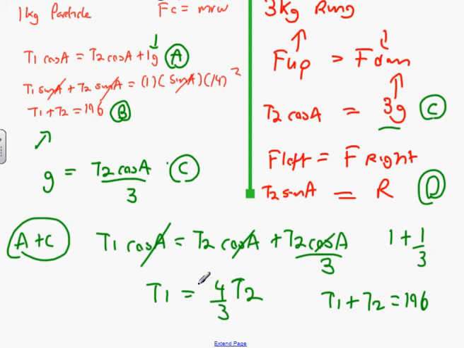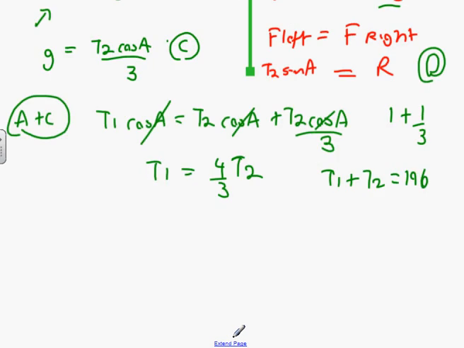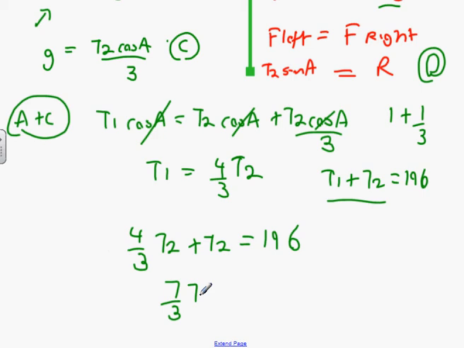Okay, now what we have here, guys, is we're going to sub it in. So we're going to get 4 over 3 T2 plus another T2 equals 196. Add them together and we should get 7 over 3 T2 equals 196.